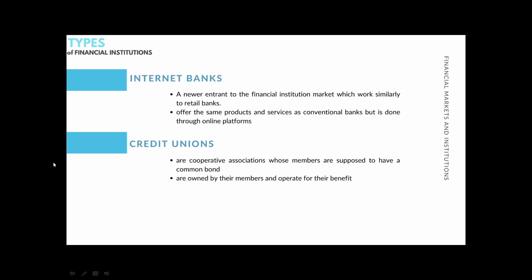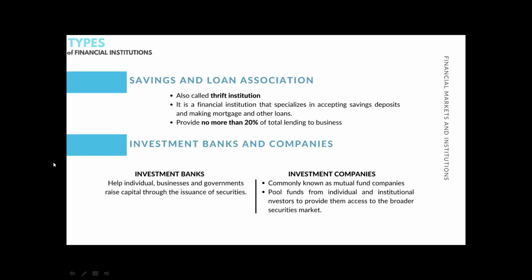So next is the credit unions. These are cooperative associations whose members are supposed to have a common bond. Credit unions are owned by their members and operate for their benefit. And one of the benefits of credit unions is that because they are not-for-profit enterprises, they enjoy tax-exempt status. So thank you, Tresme.